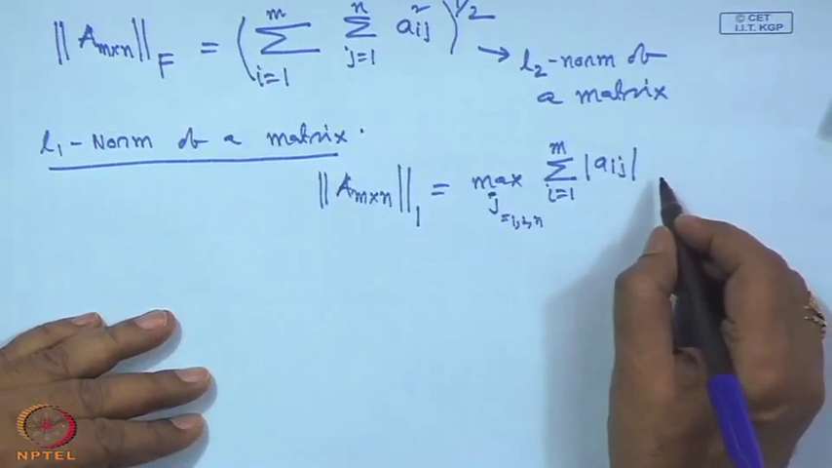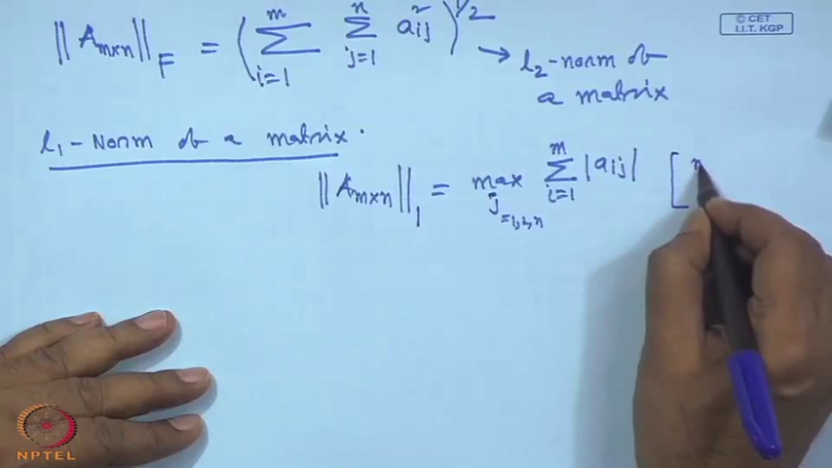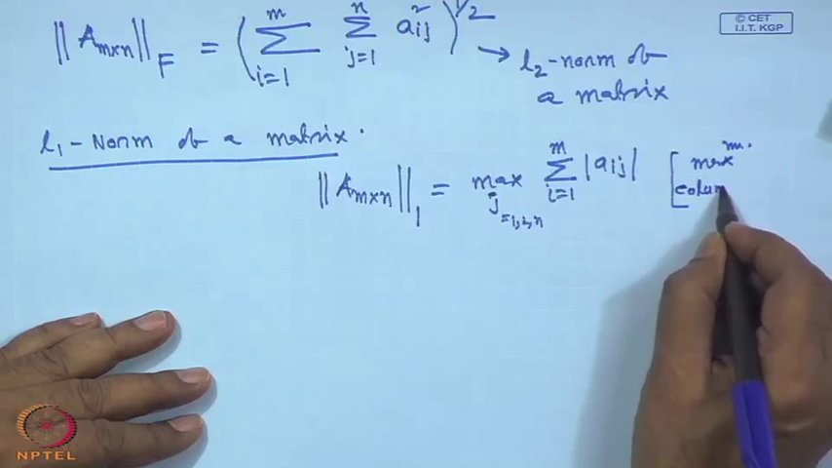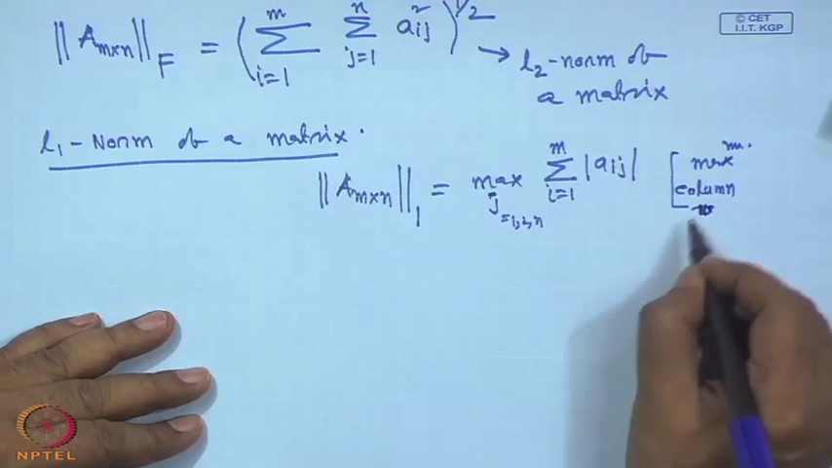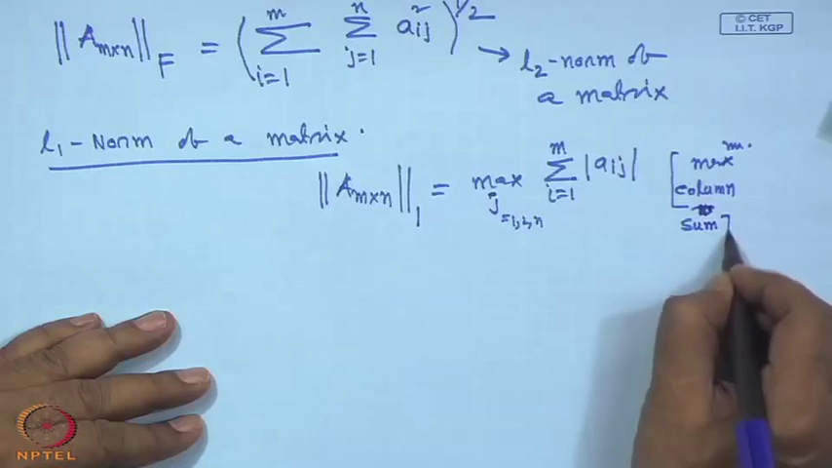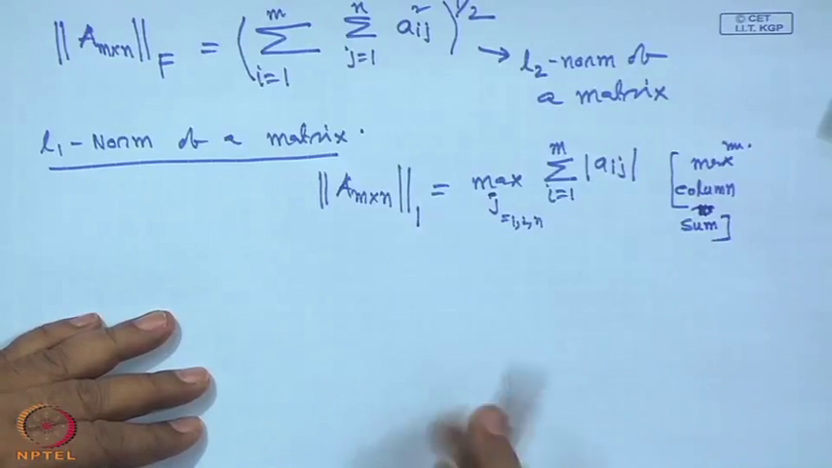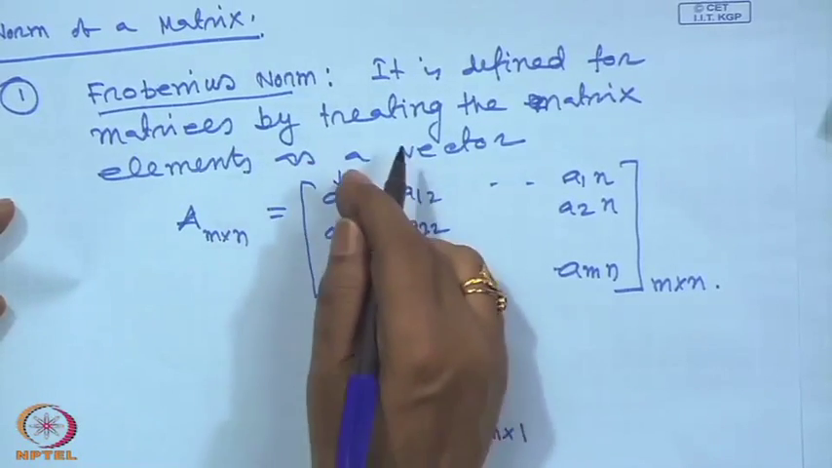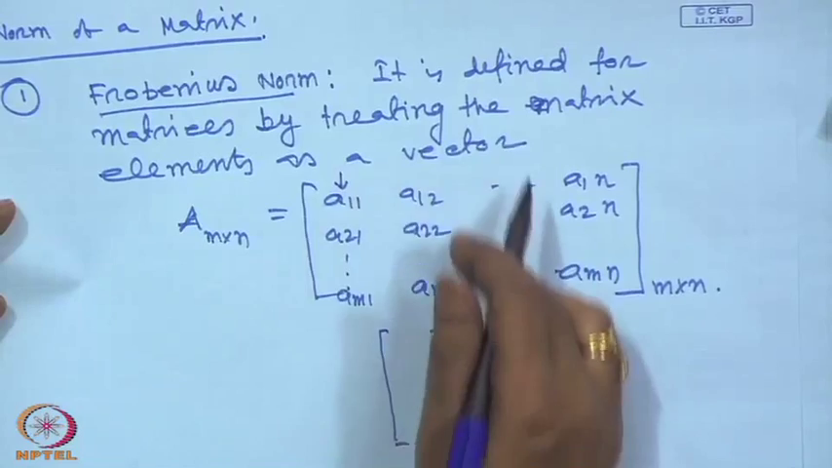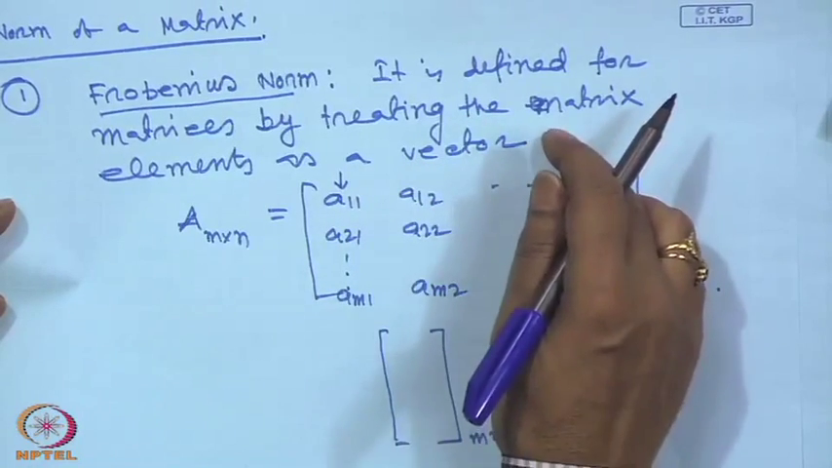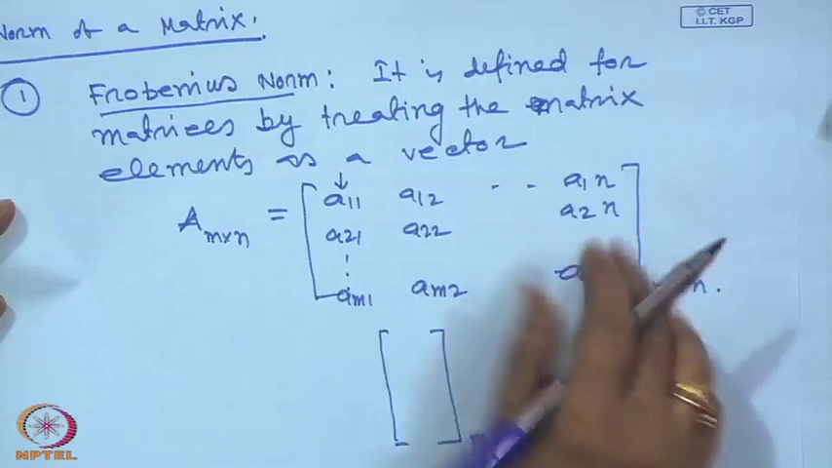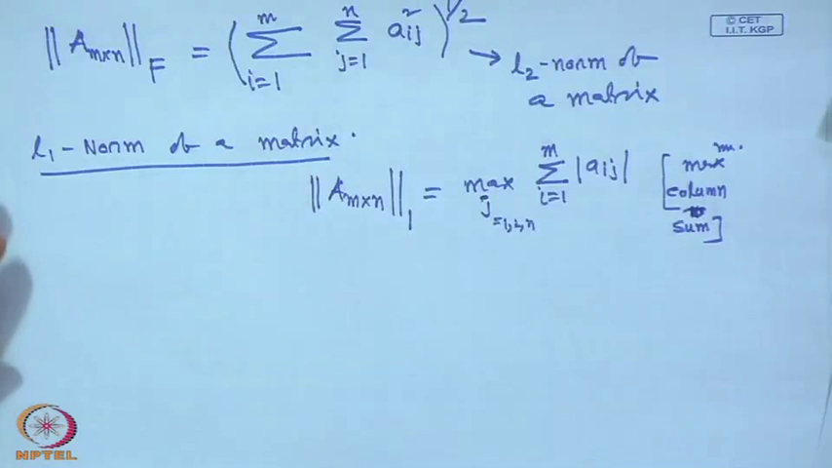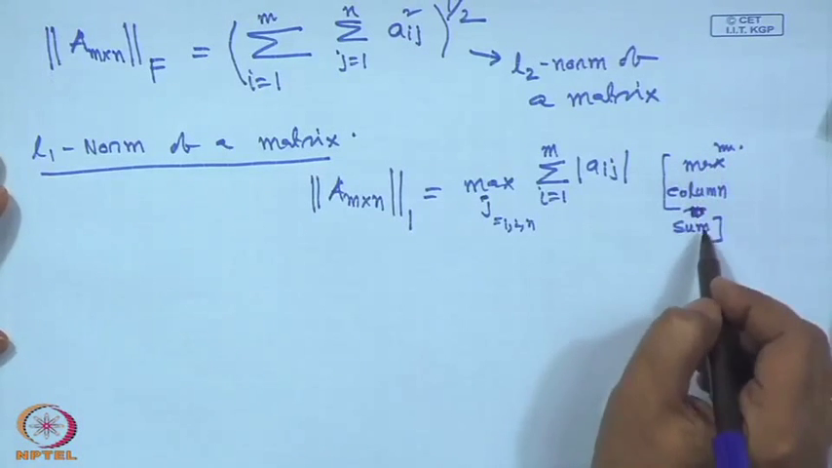that is called the L1 norm of a matrix. So, this is nothing but the maximum column sum. If you see what the L1 norm is, you take the absolute sum of this column, the absolute sum of all elements of that column, and in this way you proceed up to the nth column. Out of these, whichever is the maximum value will give you the L1 norm of a matrix. That is why it is called the maximum column sum.